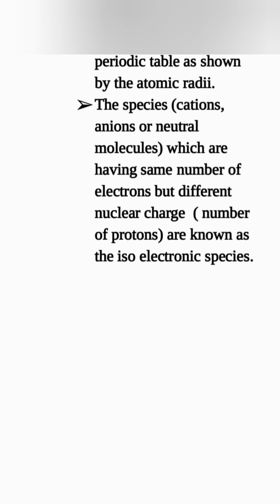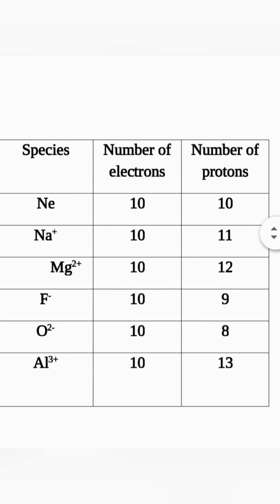In the table you can see some of the species. First species is neon. It's a neutral atom with atomic number 10, the number of electrons is 10, and the number of protons is also 10. But in the case of Na plus, the number of electrons is 10 and the number of protons is 11. Similarly, in Mg2 plus, the number of electrons is 10 but the protons are 12, and F minus also. So there are species which have the same number of electrons but different protons, and this includes neutral molecules, positively charged species, and negatively charged species.